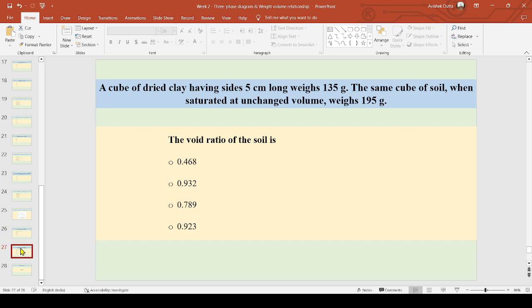The void ratio of the soil is, the options are 0.468, 0.932, 0.789, or 0.923. I'll repeat the question. A cube of dried clay having sides 5 centimeter long weighs 135 gram. The same cube of soil, when saturated at unchanged volume, weighs 195 gram. To find out the specific gravity and the void ratio of the soil.